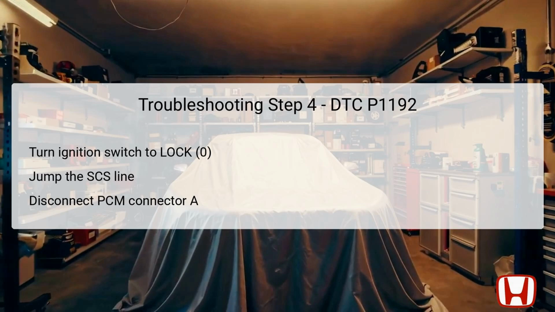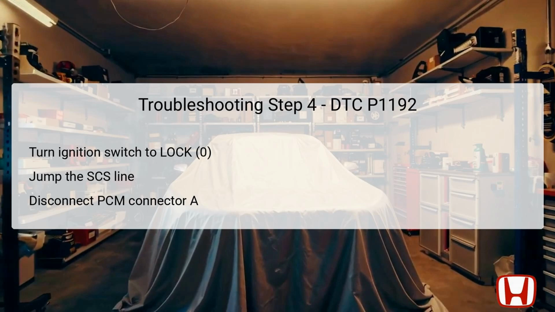Moving forward to the fourth step in troubleshooting DTC P1192. First, ensure that the ignition switch is turned to the lock position once again. After establishing that the vehicle is off, the next crucial action is to jump the SCS line using the Honda Diagnostic System, HDS. Jumping the SCS line allows for a diagnostic bypass, facilitating a more thorough examination of the PCM's communication with the FTP sensor.